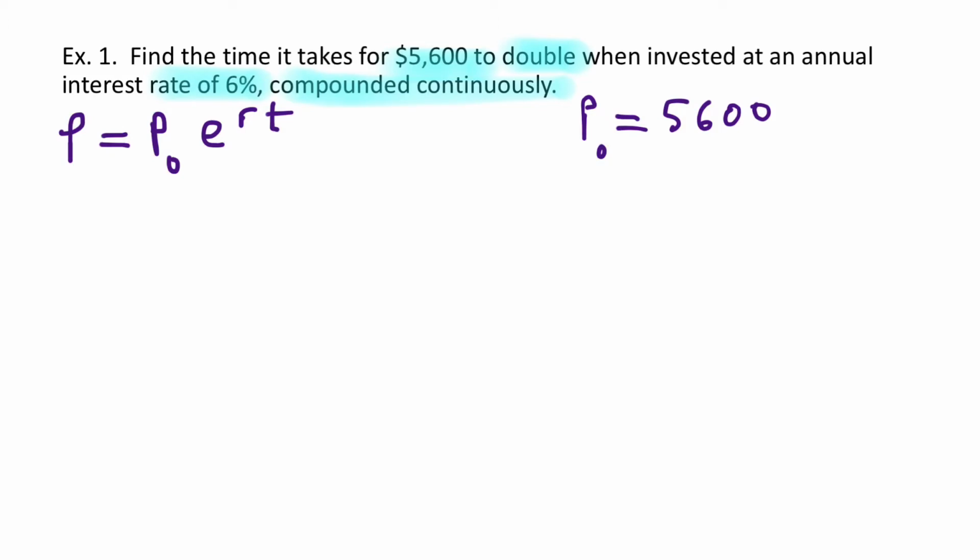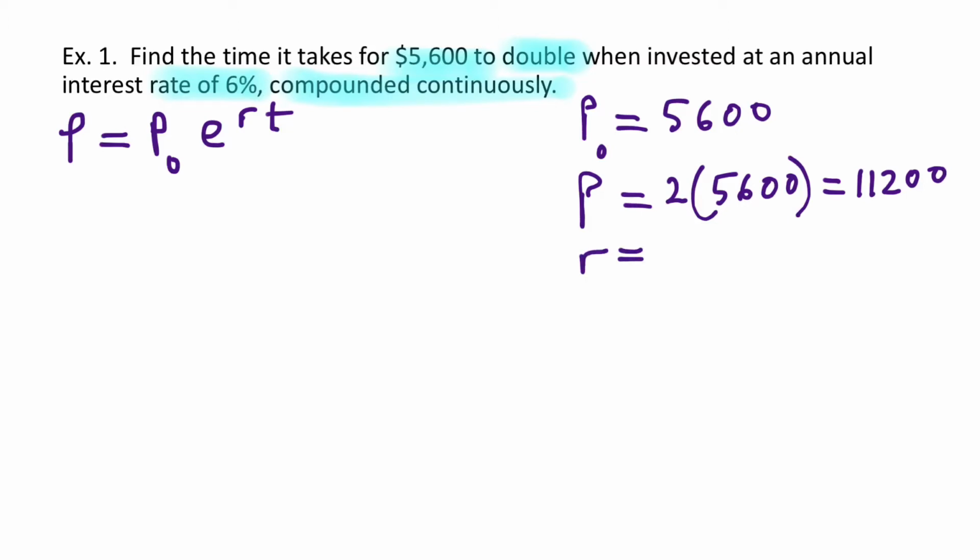And then we're told to find out the time when it doubles. So what that's telling me is that if I double 5600, that would be 2 times 5600, which is 11200. That's going to be my P. All right, and I'm also told my rate. My rate is 6%, and we always want to write that as a decimal number, so that means I move my decimal point. So if you're given 6%, remember I would move my decimal point 1, 2 places to the left, and I would write it as 0.06.